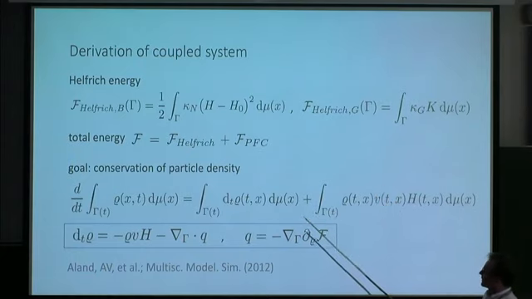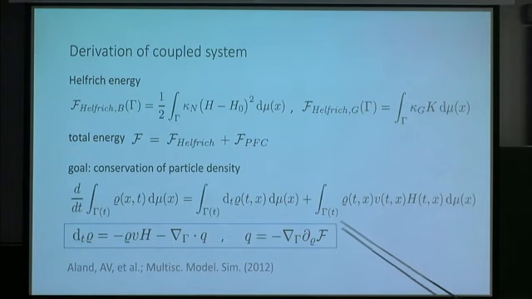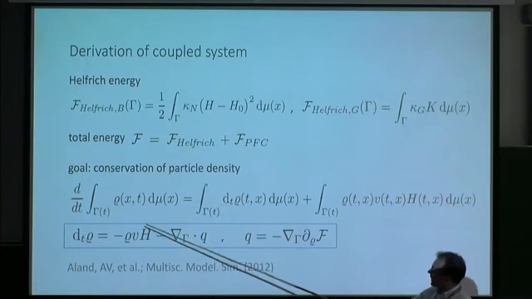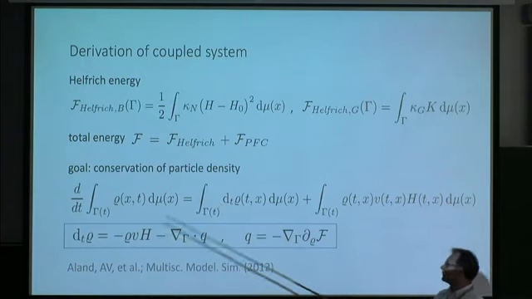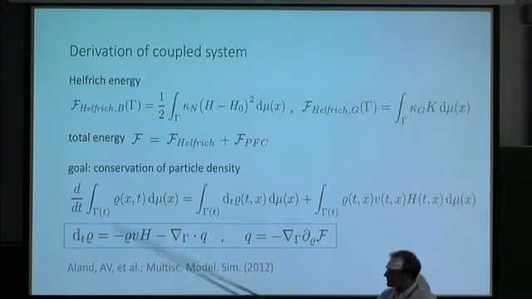evolution for the particle density and the shape Gamma, I have two basic requirements I would like to fulfill. The first one is conservation of particle density. Now Gamma depends on time, so it evolves. So to get this, I have this additional term, with v being the normal velocity and H the mean curvature. So I get this evolution equation for my density rho.